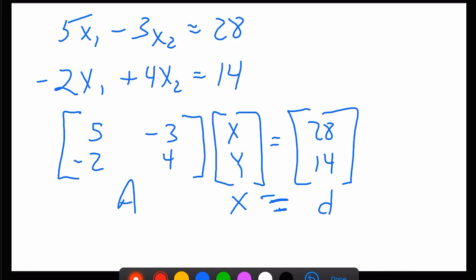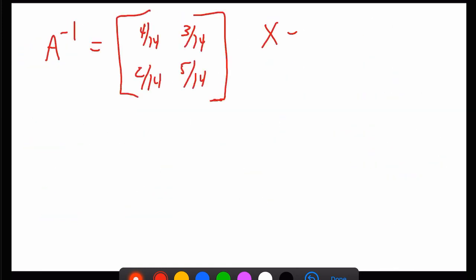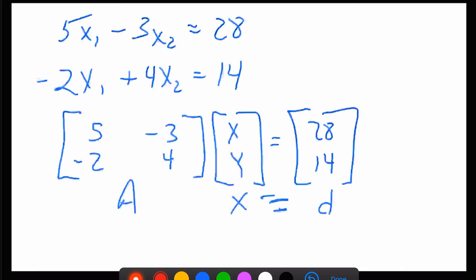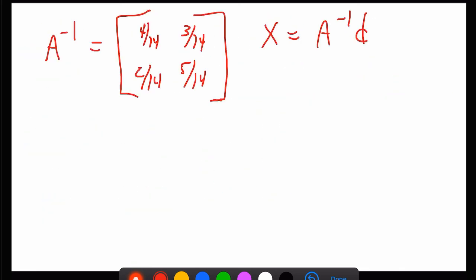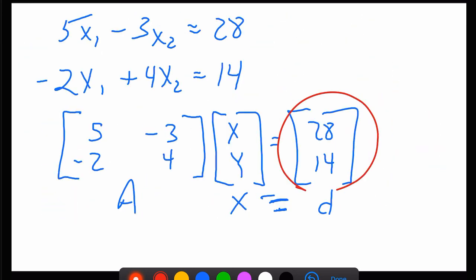So what we're going to have, here's D. So x equals inverse A times D. D is 28 and 14. It's a vector, right? So x equals 4/14, 3/14, 2/14, 5/14 times, it's 28 and 14, right? 28 and 14.